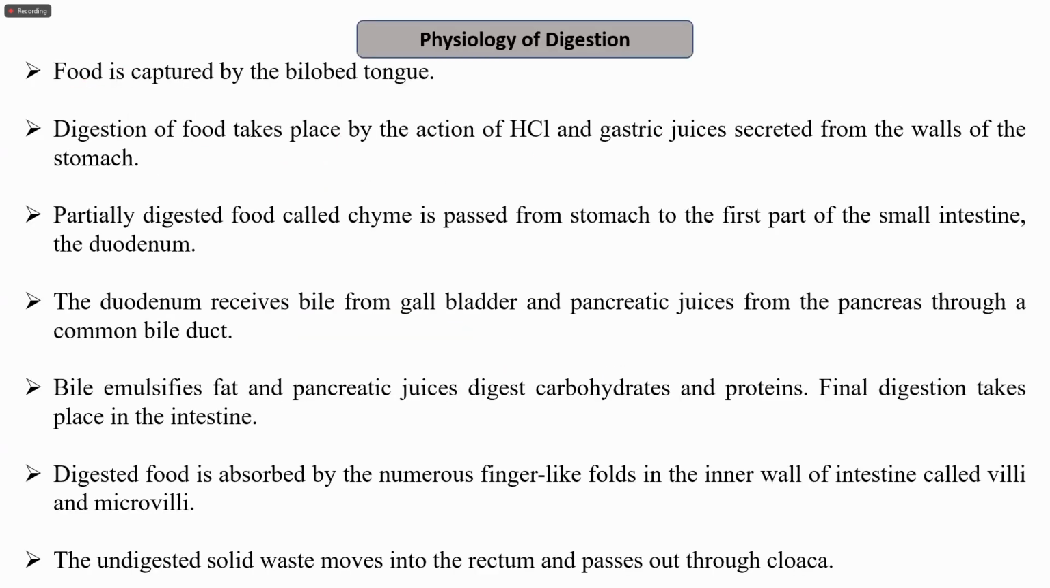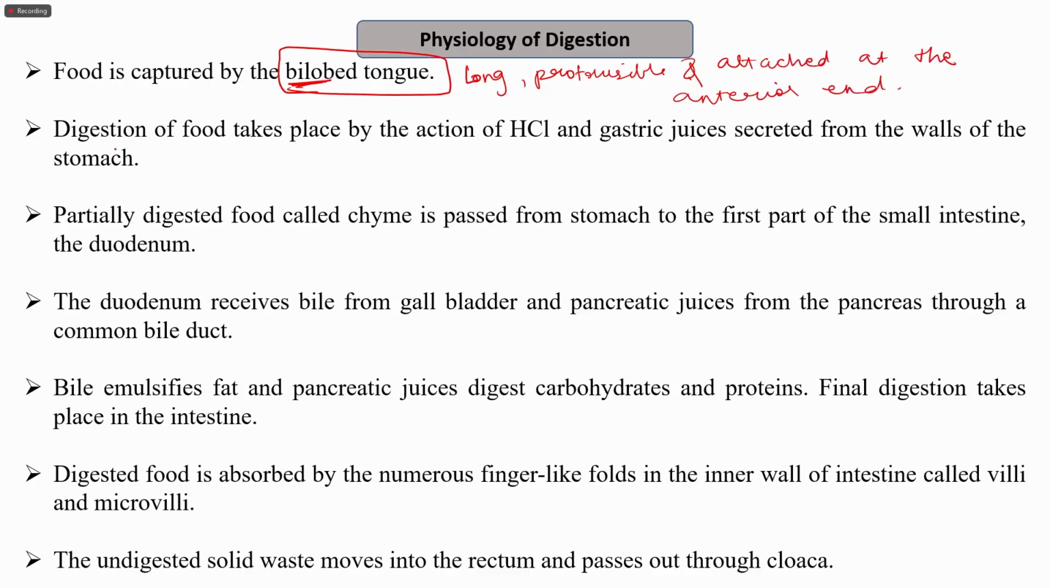Now, what is the physiology? Food is first captured by the bilobed tongue. The tongue is bilobed, long, protrusible, and attached at the anterior end. Digestion of food takes place by the action of HCl and gastric juices, which are secreted by the walls of the stomach.